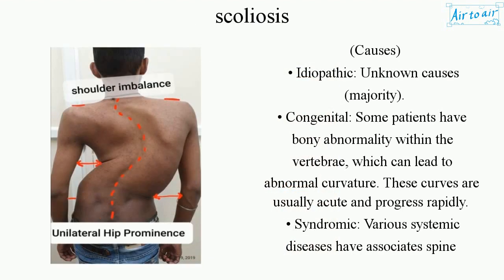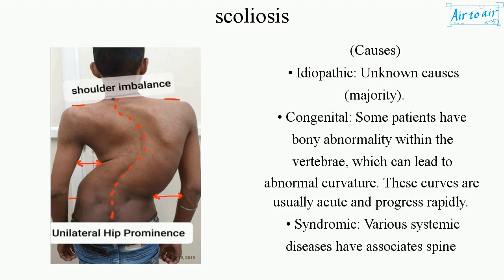Causes. Idiopathic. Unknown causes, the majority. Congenital. Some patients have bony abnormalities within the vertebrae, which can lead to abnormal curvature. These curves are usually acute and progress rapidly.